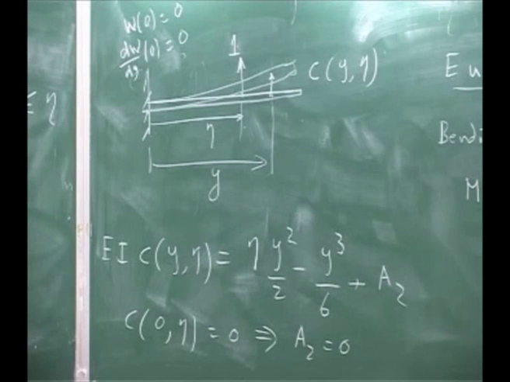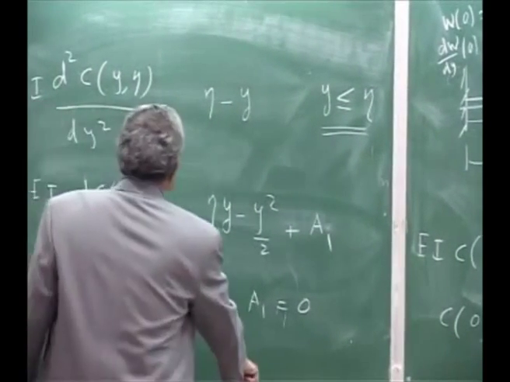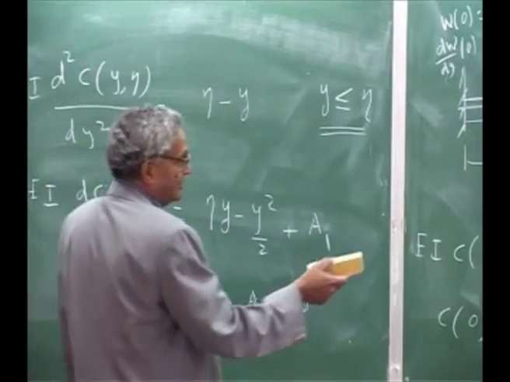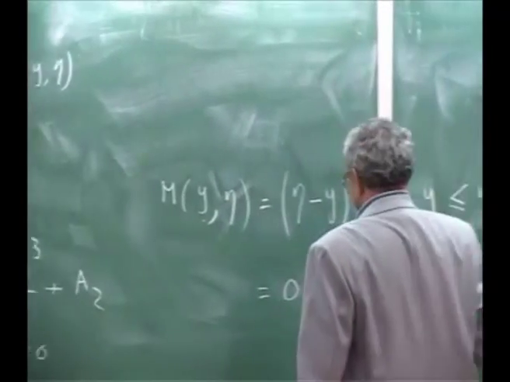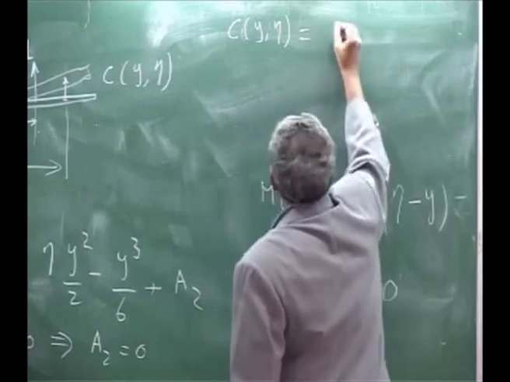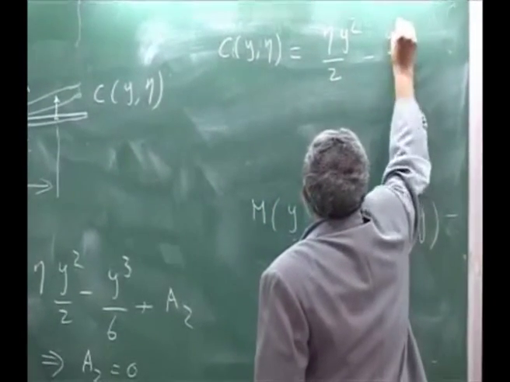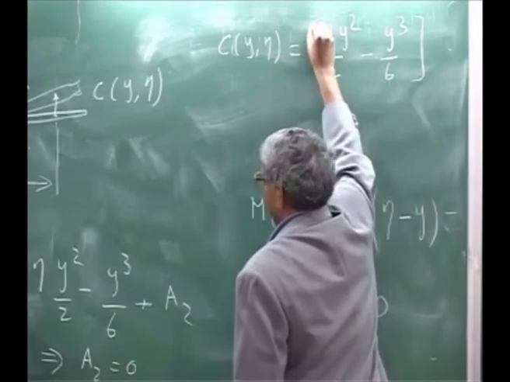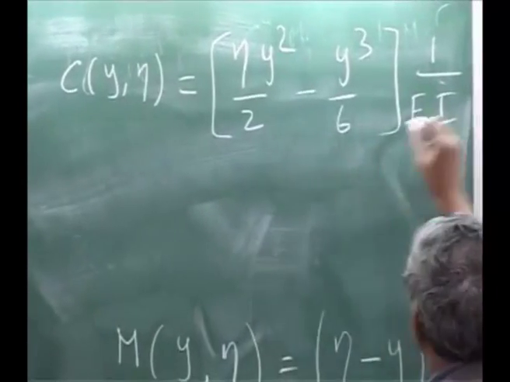Now you have got the function C(y, eta) in the zone y is less than eta. Okay. So we will write it maybe here. C(y, eta) equals 1 over EI times (eta y square over 2 minus y cube over 6). This is for y less than eta. Okay.